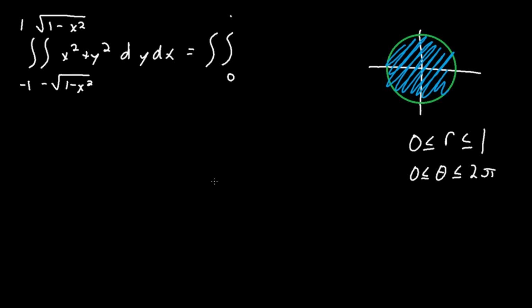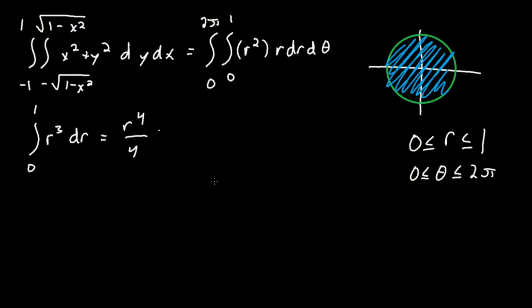So the radius is bounded from 0 to 1, and our theta is bounded from 0 to 2 pi. Our function is r squared, because x squared plus y squared is equal to r squared, and we have to multiply by dr d theta. So with this, you get the integral of r to the power of 3 dr from 0 to 1. And then if you solve for this integral, you get r to the power 4 over 4 from 0 to 1 for r. If you plug in 1, you get 1/4.